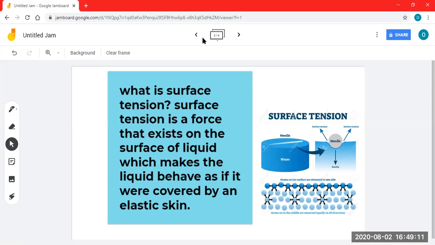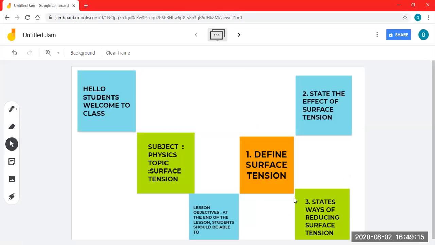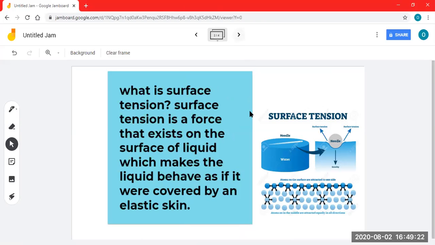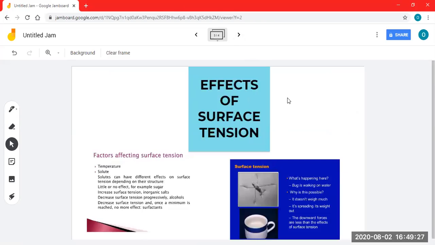So the next objective after the definition is the effect of surface tension. We go to our third slide and look at the effect of surface tension. Now we have some factors affecting surface tension. Number one is temperature. Number two is solute. What do we mean by solute? Solutes can have different effects on surface tension depending on their structure.